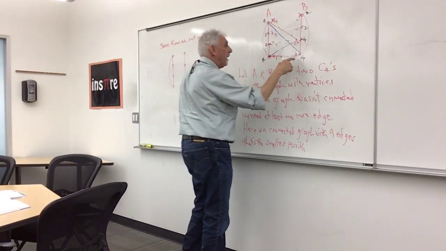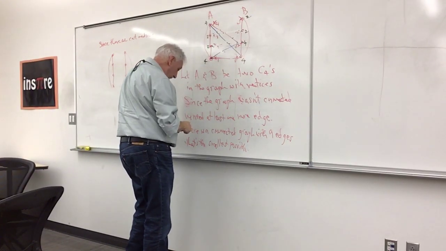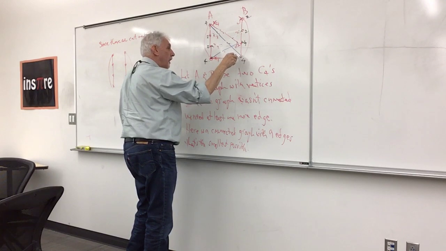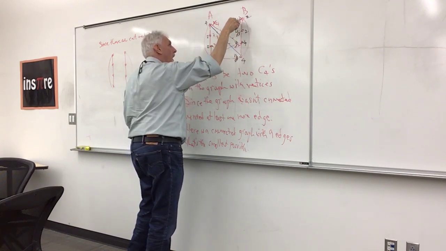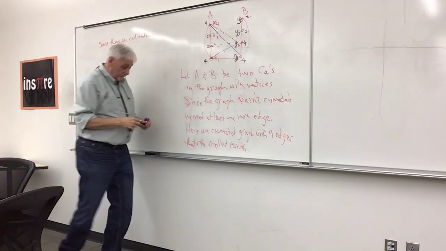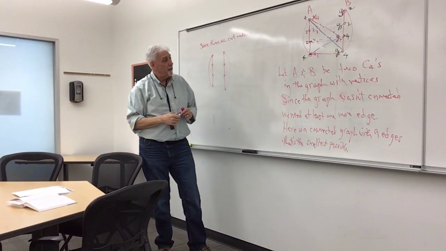This was y1, y4. y1, y2, y3, they've been erased. So y1, y2, y3, and y4. We just need to connect x1 and x4 with y3 and y4.